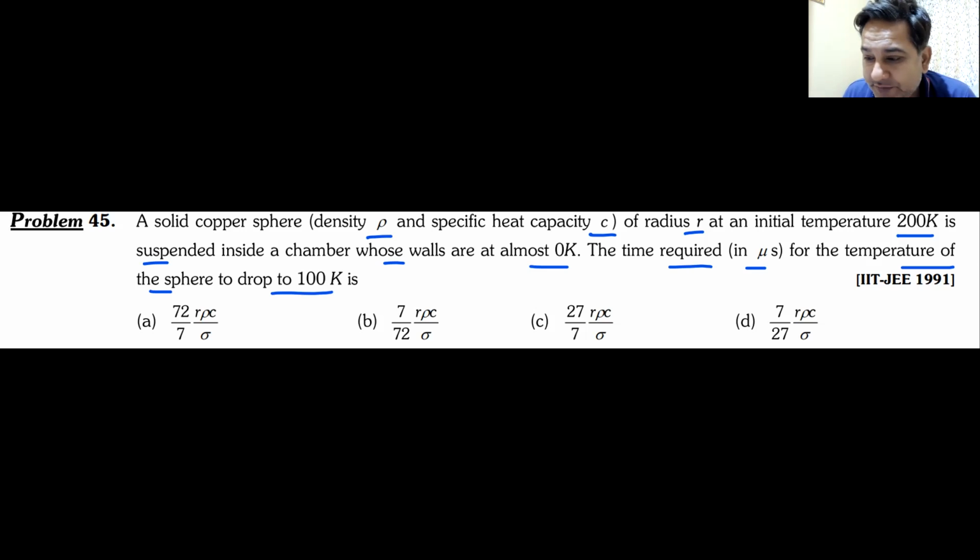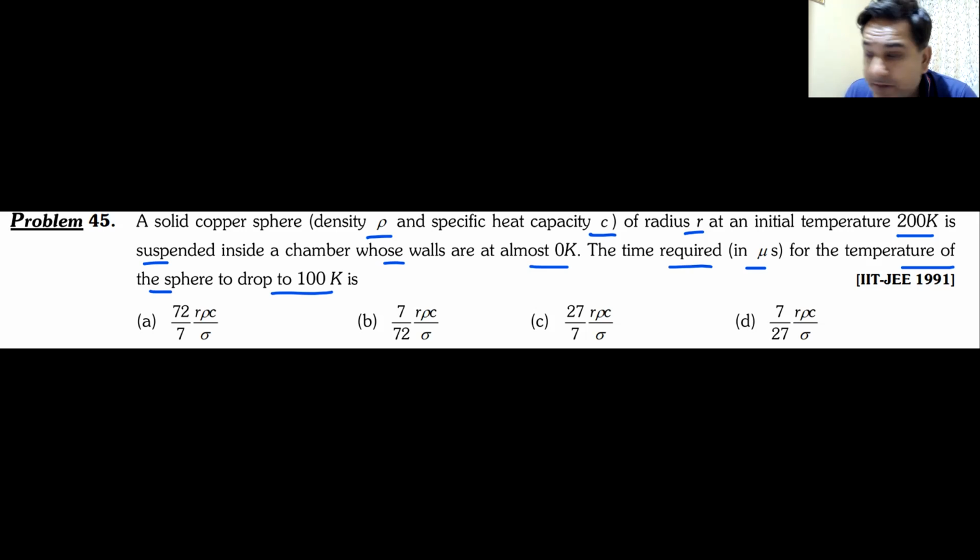Problem number 45 is what we are dealing with. And I sincerely hope that you solve this problem on your own, because if you can solve this problem on your own, the entire topic that we have done till now in radiation will become clear to each and every one. Crystal clear.